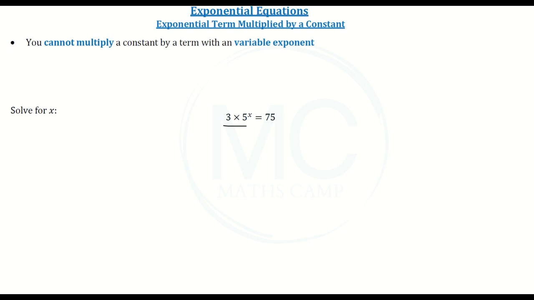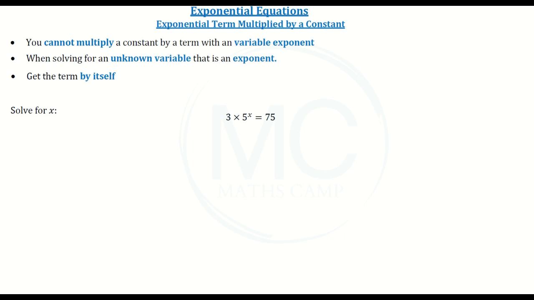The only way to solve for an unknown variable that is an exponent is to get the term by itself. And we do this by dividing both sides of the equation by the constant. So in this case, we've got a constant of 3. So let's divide both sides by 3. On the left, we'll be left with 5 to the power of x. And 75 divided by 3 is 25.